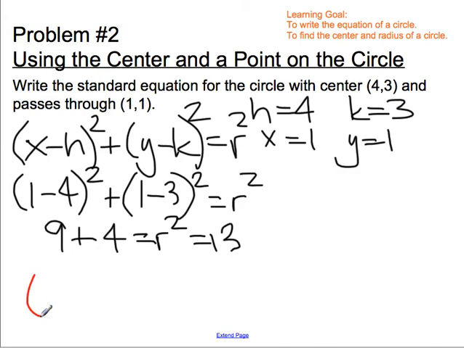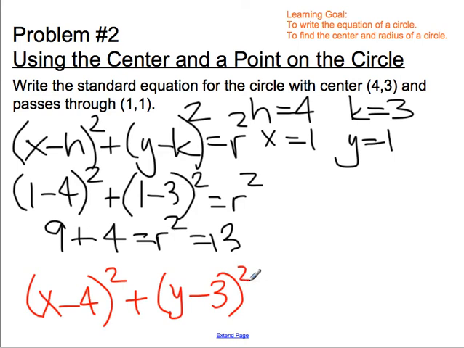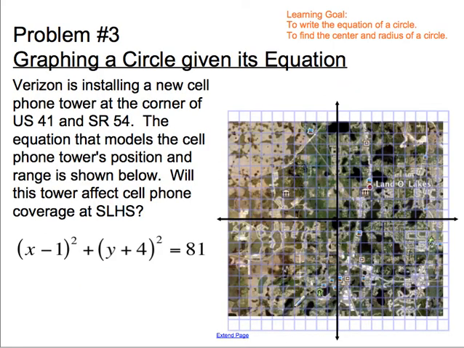And so we can write this now as x minus h squared plus y minus k squared, and that's going to equal r squared, which we've now found to be 13. And so that brings us to our final question. Verizon is planning on installing a new cell phone tower located at the corner of US 41 and State Road 54. The equation that models the cell phone tower's position and range is shown below. And we want to know if that tower will affect cell phone coverage at Sun Lake High School.